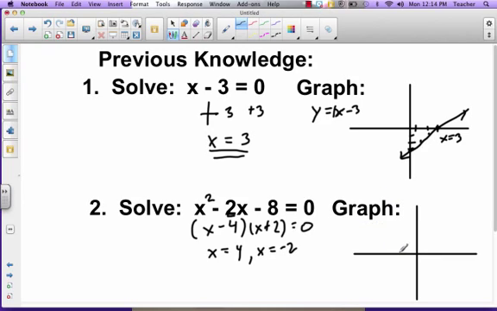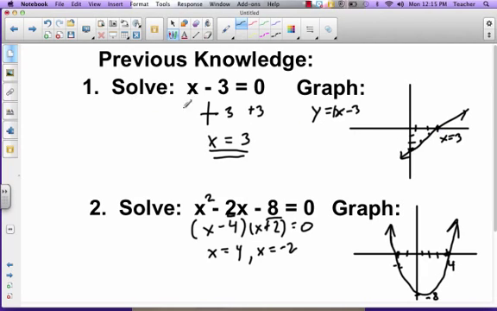Graphically, what that means is at negative 2, it's going to cross the x-axis, and at the value of 4, it's going to cross the x-axis. Also, the y-intercept is negative 8, and again, this is a quick review. We know we have our zeros, and the graph would look something like this. But the point is, in both cases, when we're finding a 0, it's where the graph is going to cross the x-axis.